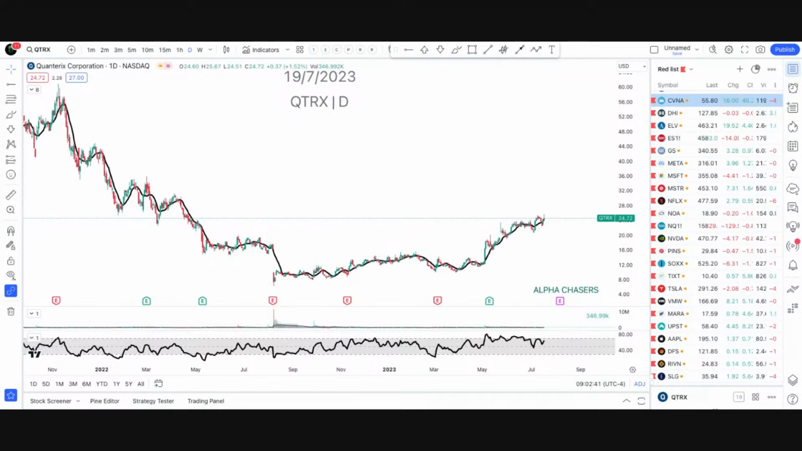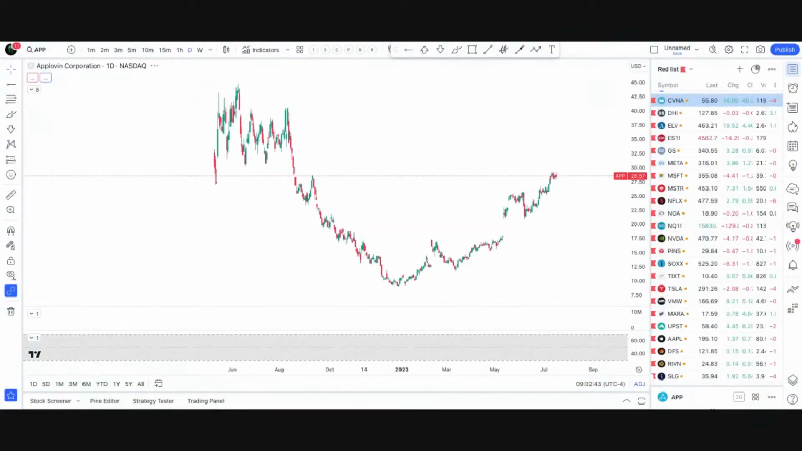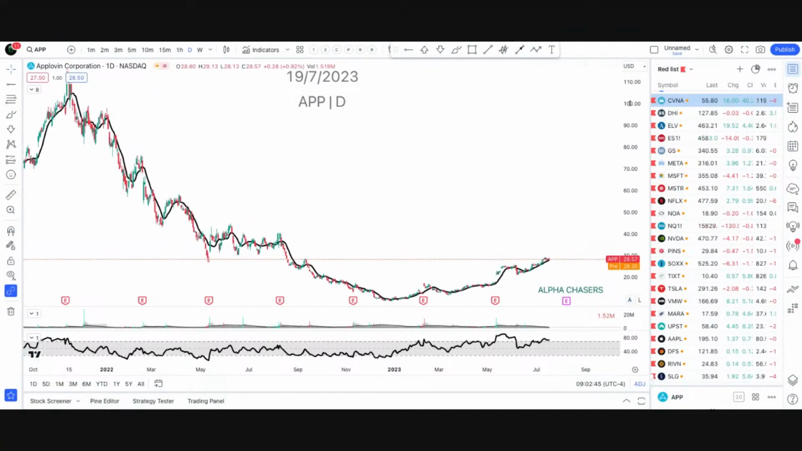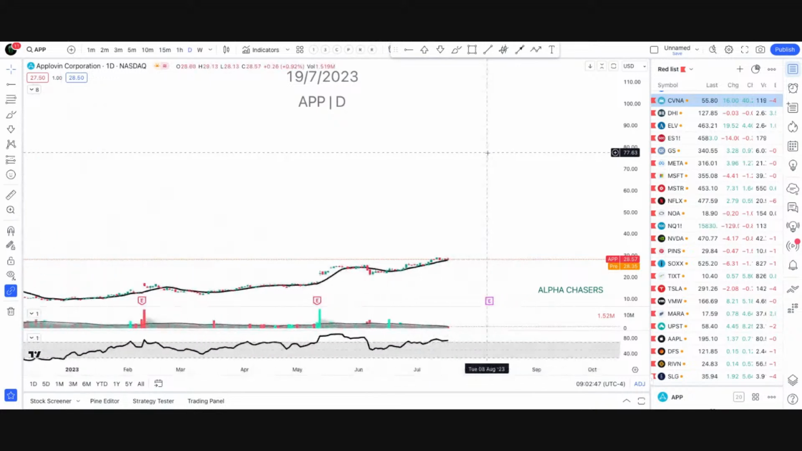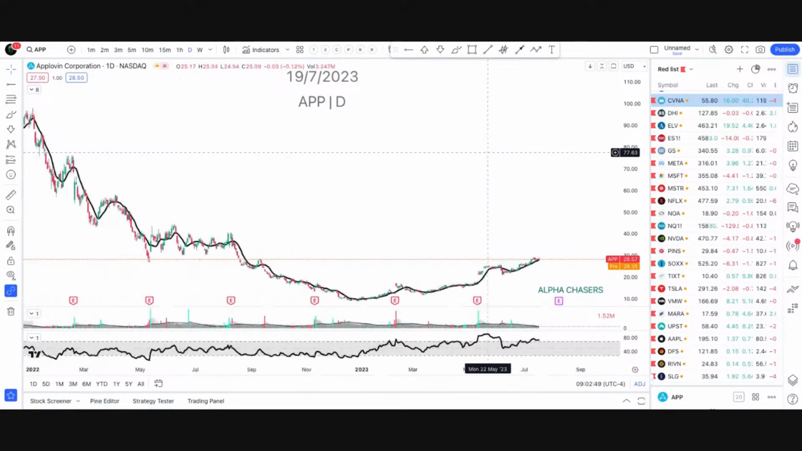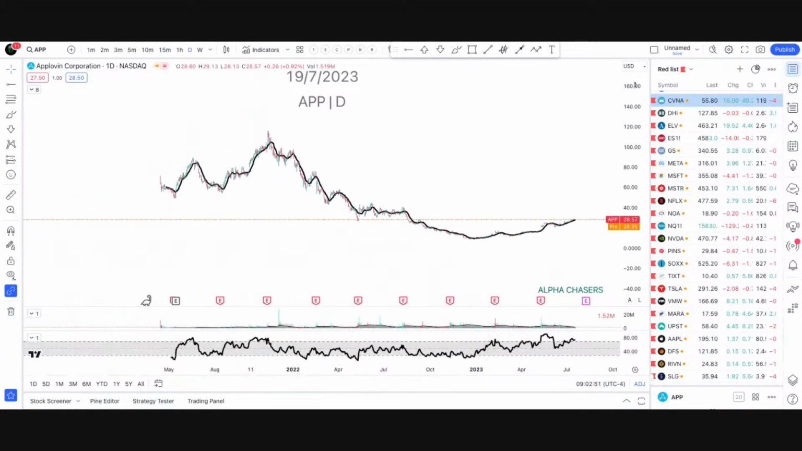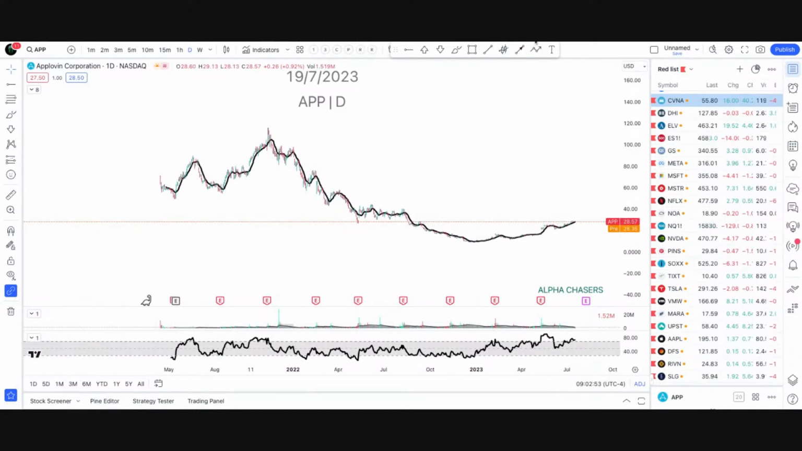APP. I should probably do tutorials on TradingView. Then again, maybe I'm not the best one to do them. No, I wouldn't go near that. Where's your volume? I'm huge on volume, guys. If I don't have volume, I don't go near it.